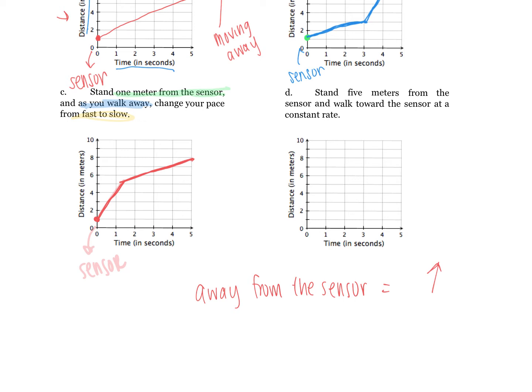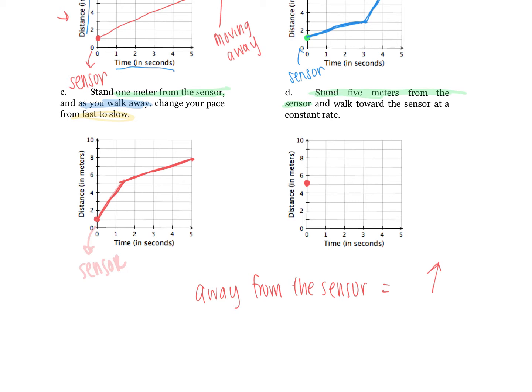Okay? Now, D is looking a little bit different. So I am standing 5 meters away from the sensor. So this is new to us. Over the past couple examples, we were standing 1 meter away, but now we're standing 5 meters from the sensor. So all this means that instead of putting a dot at 1, we are now going to put a dot at 5, because this is where our object starts. And remember, that's on your y-axis, because we're talking about distance here, 5 meters away from the sensor. Okay?